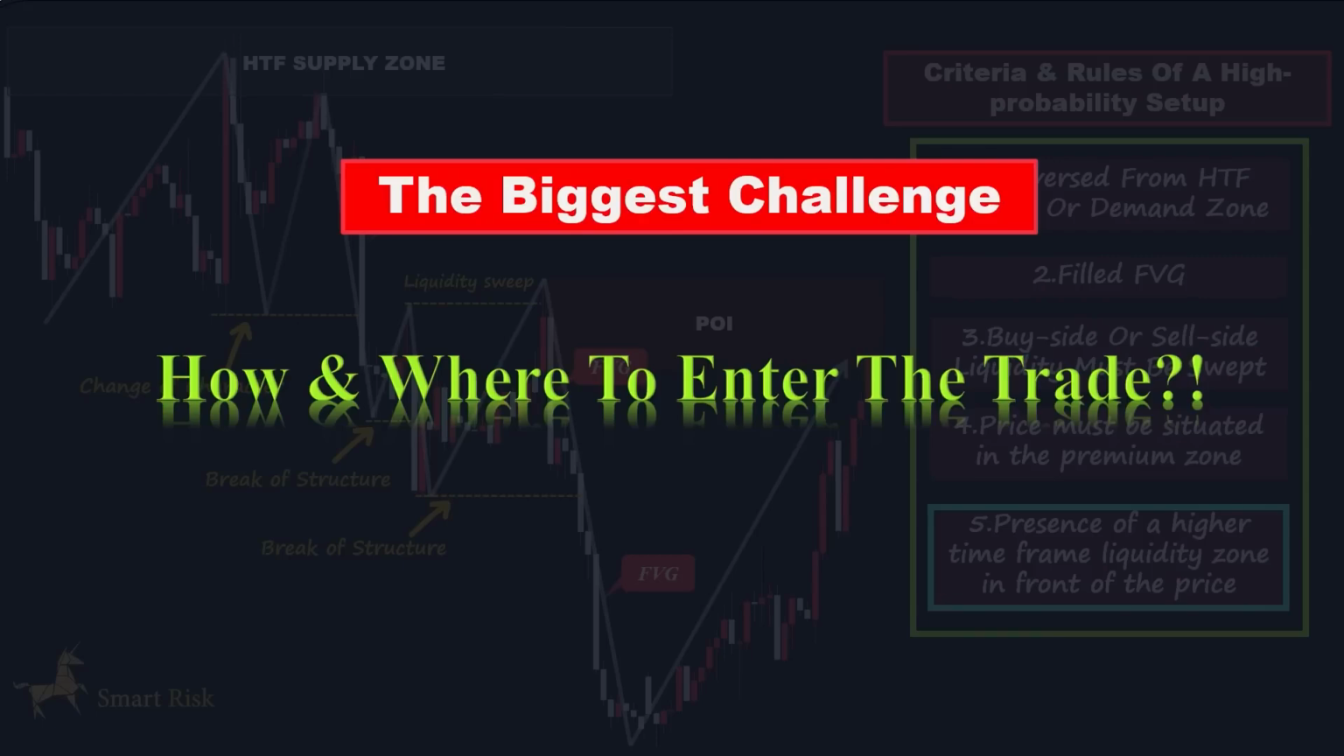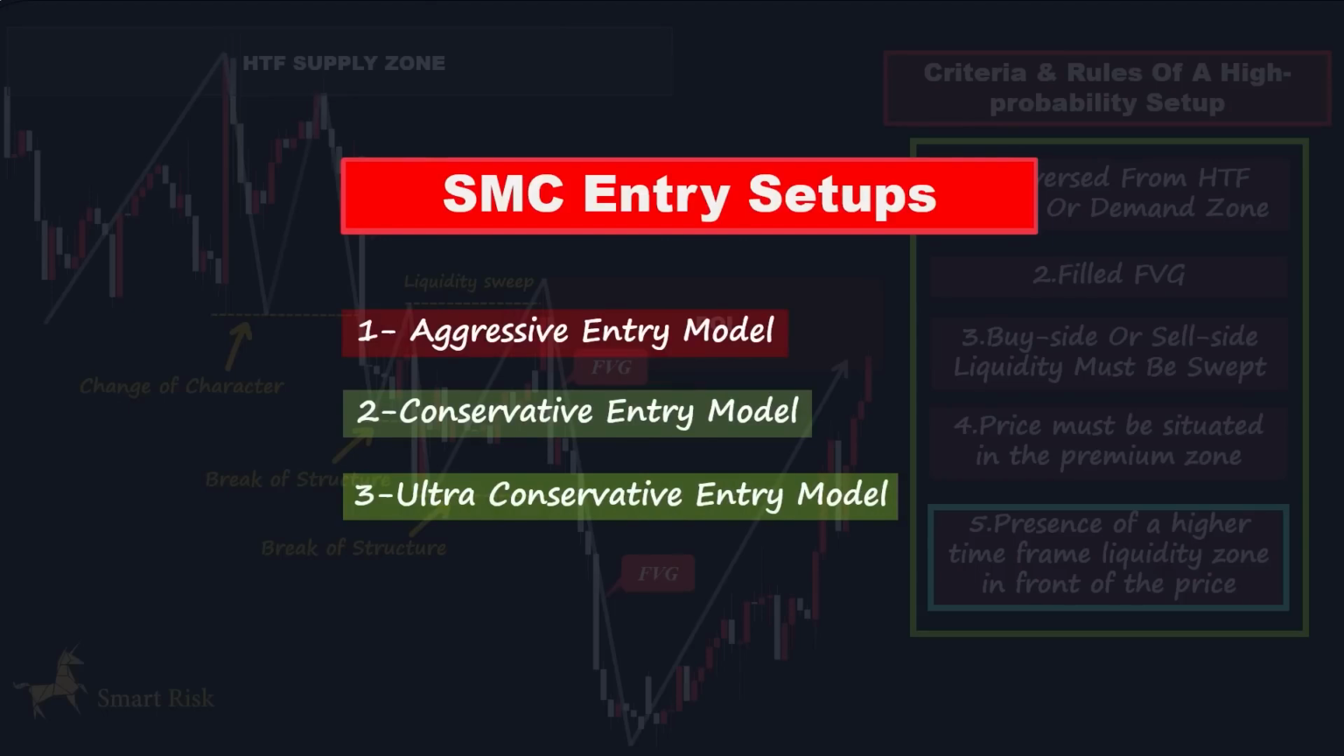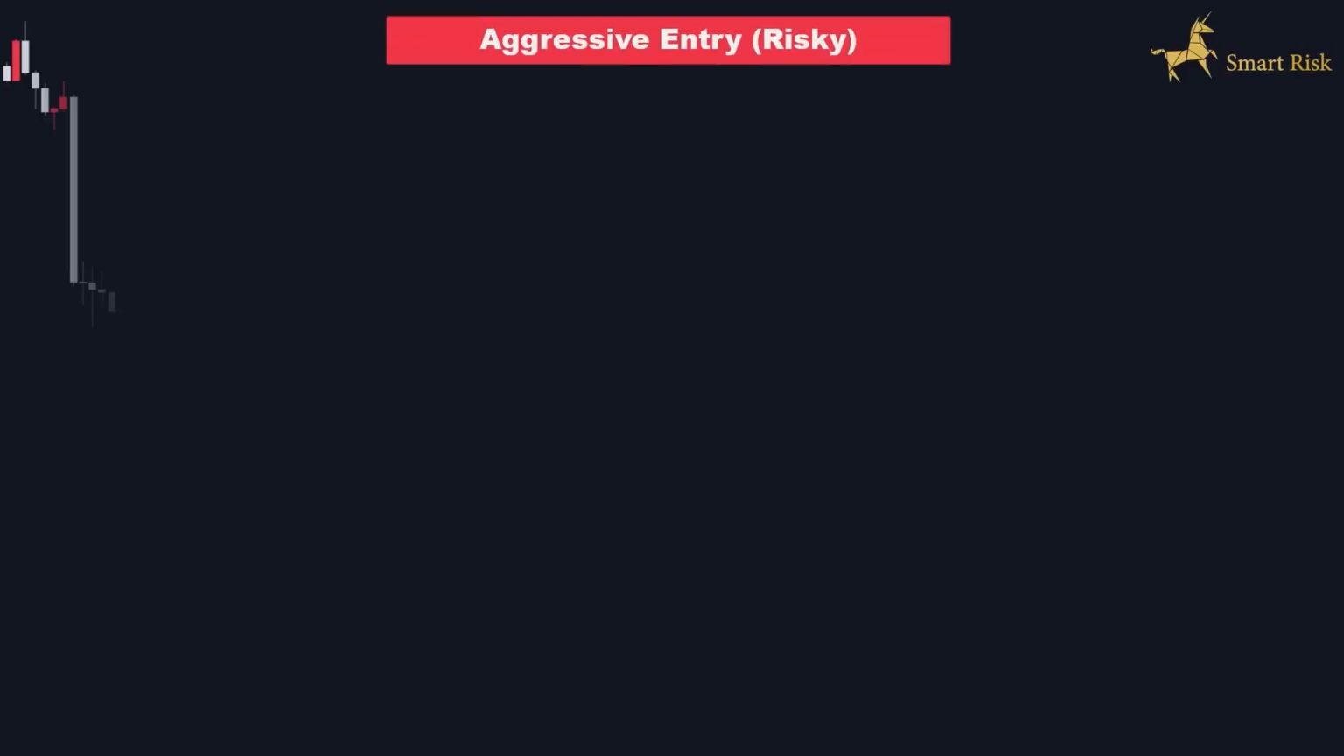If you can't set up an entry optimally, you might still experience losses, even if you've identified a flawless trading setup and predicted the price's future direction. There are three main entry setups. The first one is the aggressive entry model, which carries more risk. The second is the conservative entry model, which offers entries with additional confirmation. And the third is the ultra-conservative model, which provides a setup with multiple confirmations across various time frames. Now let's get started with the aggressive entry model.